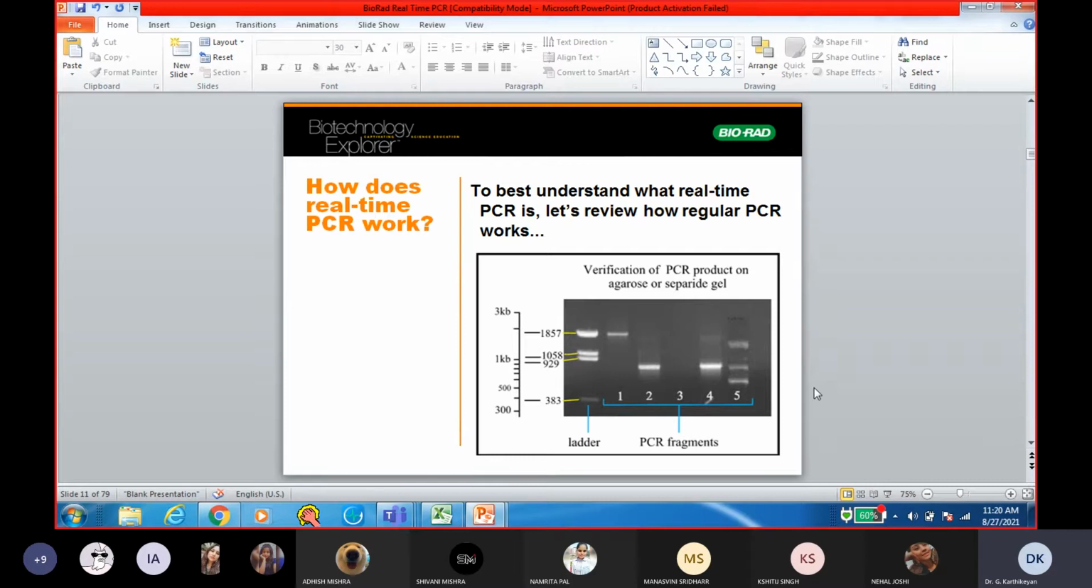Okay, so this is the same picture. If you look at it, lane 3 has failed. Lanes 1, 2, 4, and 5 have amplification. And the question is always, if you see lane 1 and lane 2, there is a single PCR product. Lane 4, you can actually see there is probably some kind of a contaminant. Lane 5 has multiple PCR products. The question is, what are you looking for? Are you looking for a single product or are you looking for multiple products?